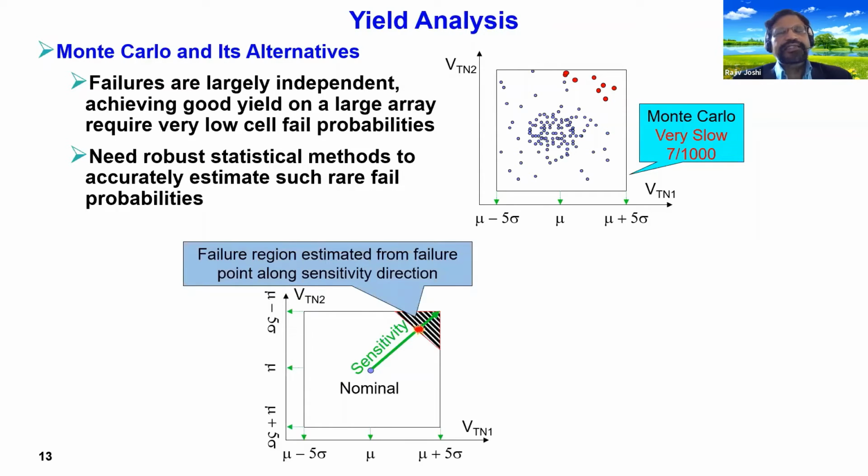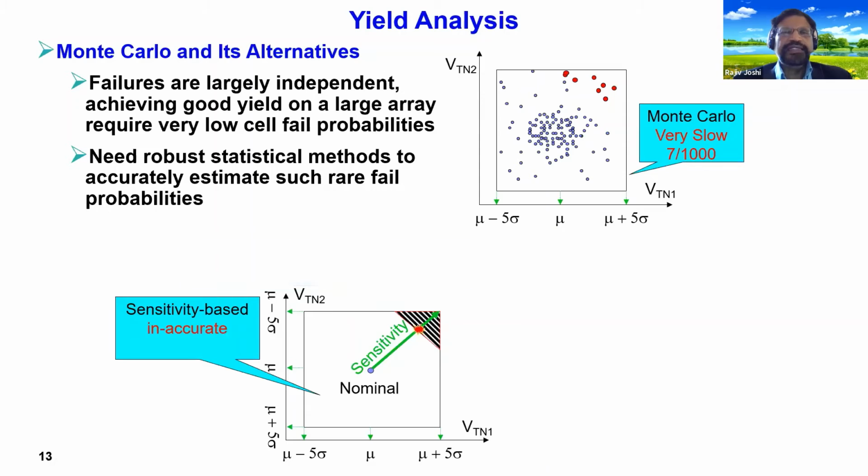Then there are other techniques people have used, called sensitivity analysis or directional methods. In the directional methods, you have these variables VTN2 and VTN1, and you try to dive in one direction, but that becomes extremely pessimistic and it loses accuracy. Remember, two things we need to achieve: one is the accurate prediction, and the second is the runtime or the simulation time. And they do not go hand in hand for these techniques.